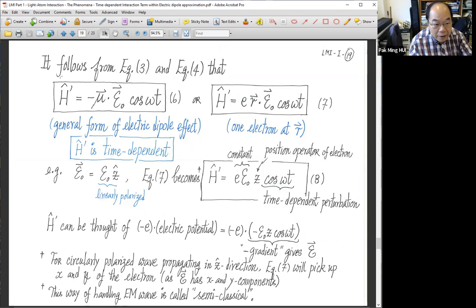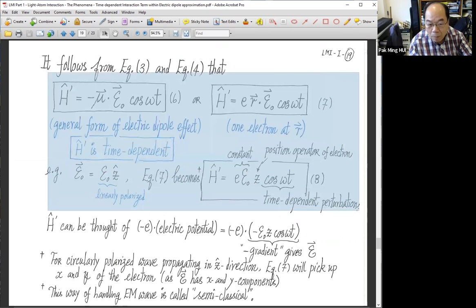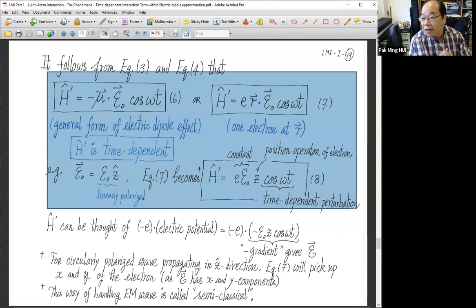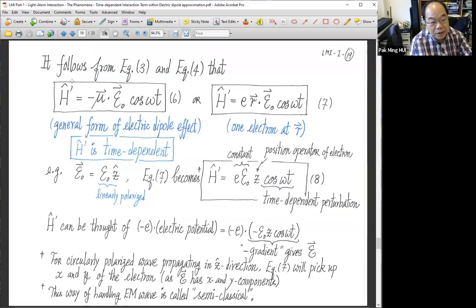So finally, we have several forms for the interaction term. They are equivalent. One is more general than the other. Okay, so this is most general. This is for a single electron atom. This is for linearly polarized light.